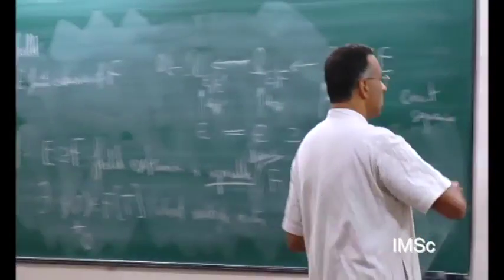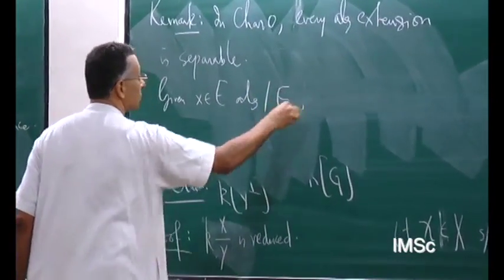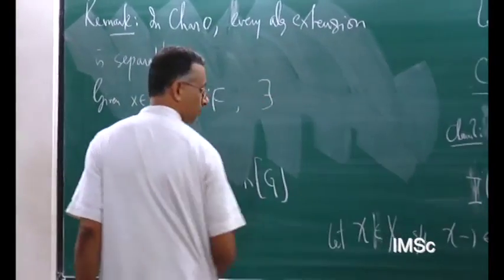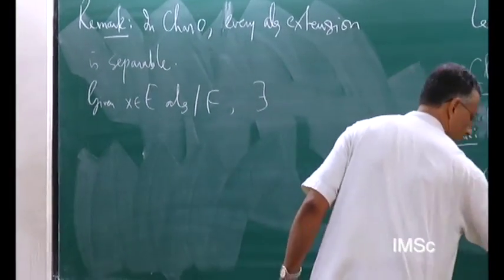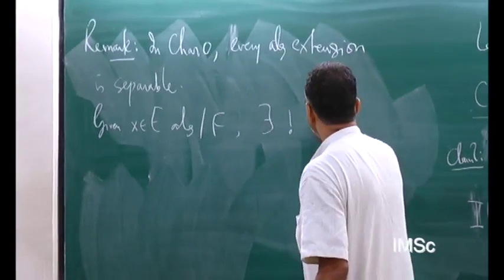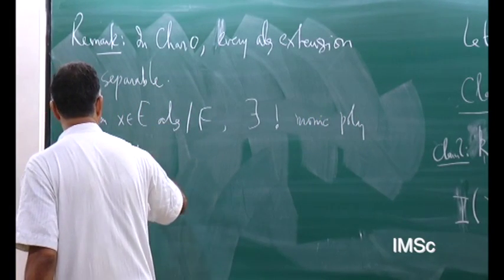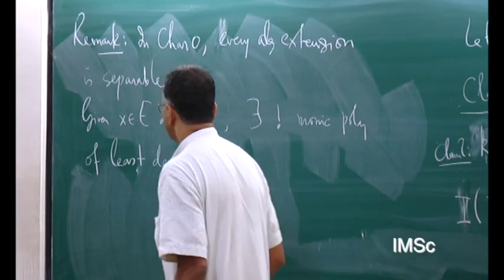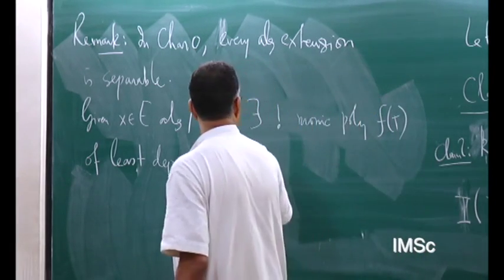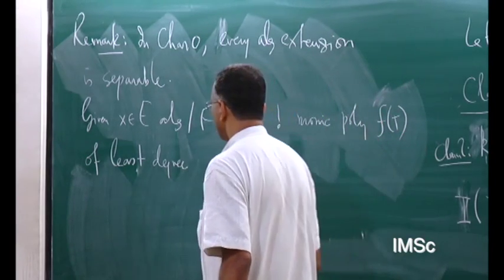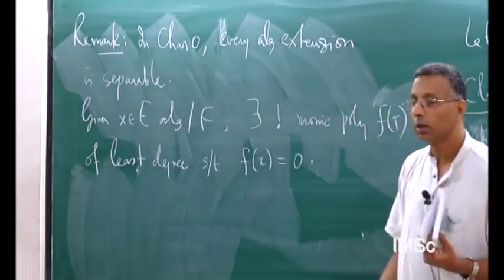So given x in E algebraic over F, there exists a unique monic polynomial of least degree, a monic polynomial f, non-zero, of least degree such that f(x) equals 0. Good.